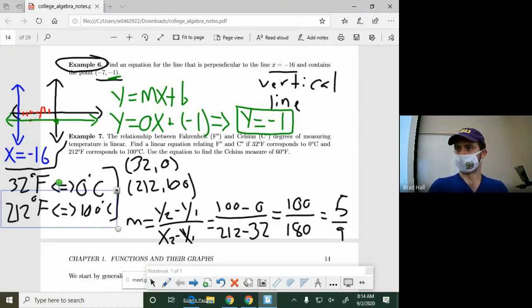Because they want you to keep everything as fractions, generally. So that's the slope. Now that we have the slope, we know slope-intercept form, which requires us to know the y-intercept. And we also have point slope form, which requires us to have a point and the slope. I think one formula makes more sense to use over the other.